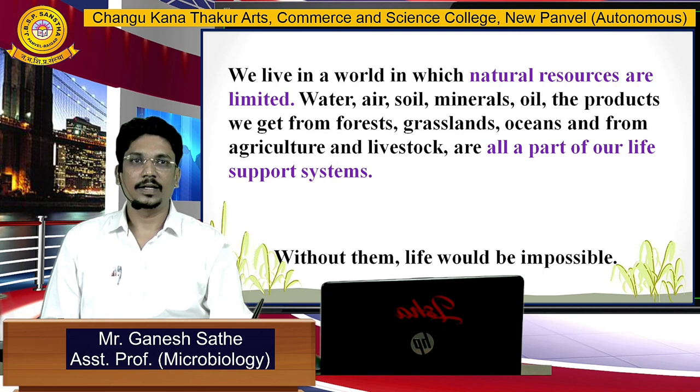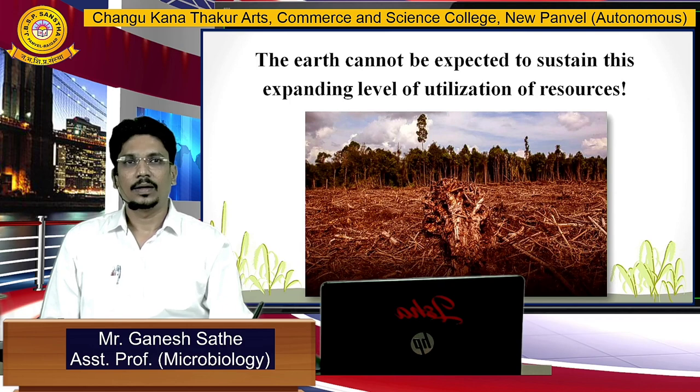See, we live in a world in which natural resources are limited. Water, air, soil, minerals, different products, all these will be obtained from forest, grasslands, oceans, agriculture farms. So all these are the part of our life supporting system, and without this life supporting system, life of human would be impossible. Now, due to use of this, Earth cannot be expected to sustain this expanded level of utilization.